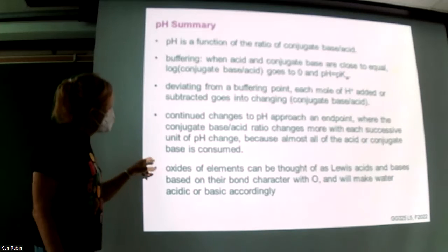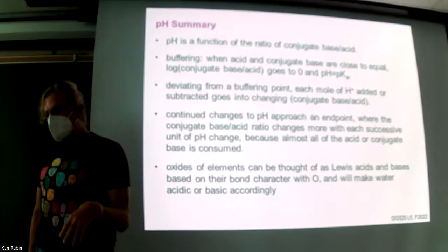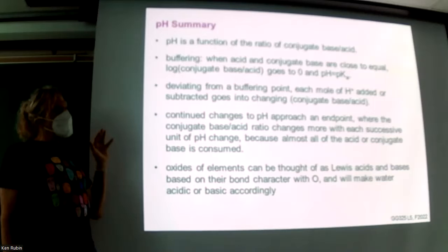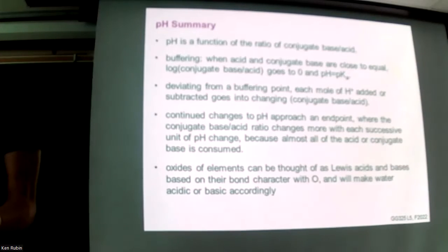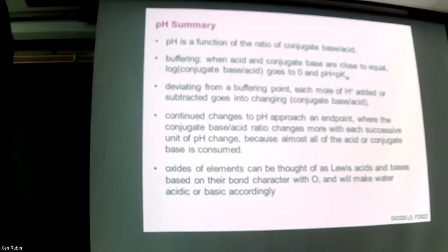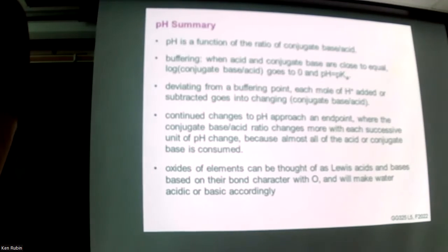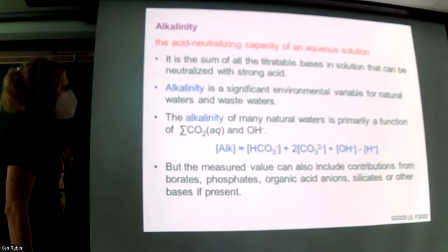Okay. And finally, oxides of elements can be thought of as Lewis acids or Lewis bases. And again, these are going to help us to understand what happens in the hydrologic cycle as we start to weather the landscape and change the pH of water. So how is that? Is that all okay for everyone? Yeah, okay. So another term which is important is called alkalinity.